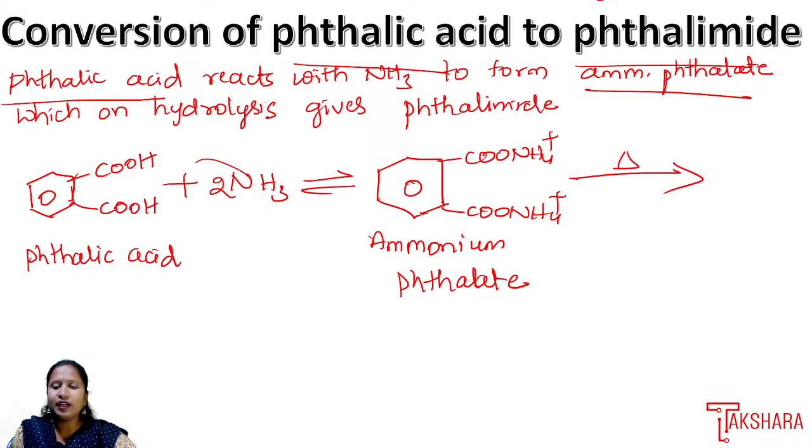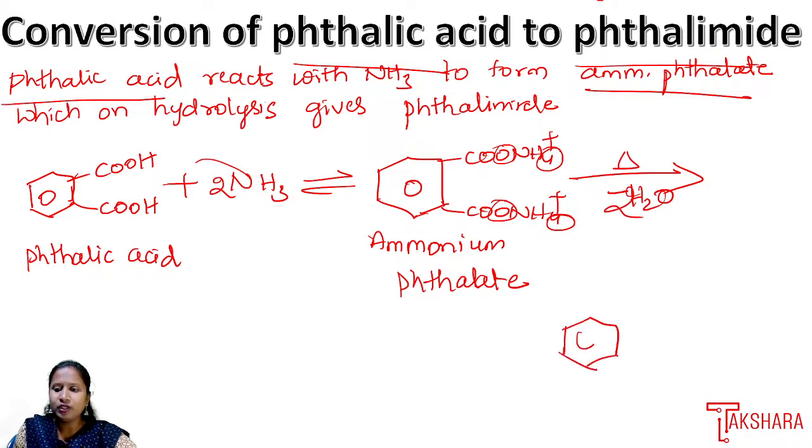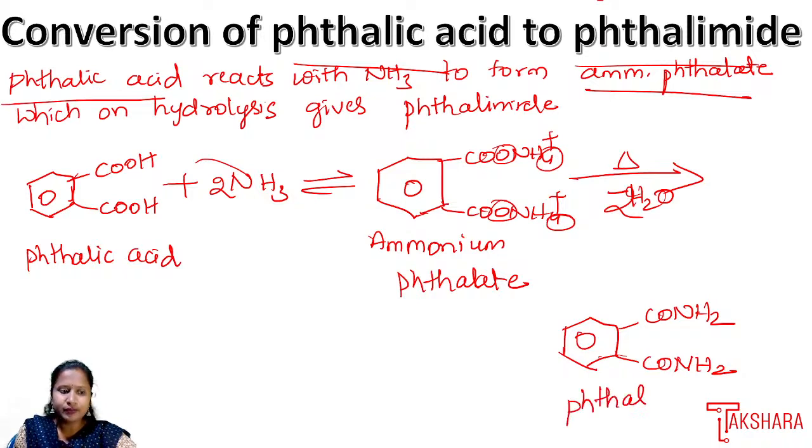When this ammonium phthalate further undergoes the hydrolysis reaction, the water molecule is going to be removed. See, here NH4 plus and NH2, 2 hydrogen atoms and 1 oxygen, and here also 2 hydrogen atoms and 1 oxygen, 2 moles of water molecule are going to be removed, forming benzene ring with CONH2 and CONH2 attached. Okay, so this is called phthalamide. So this is our expected product.